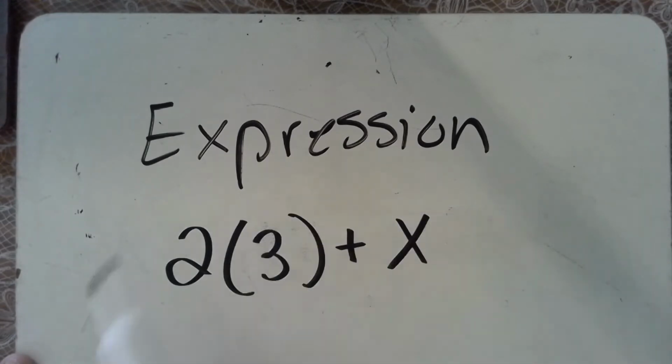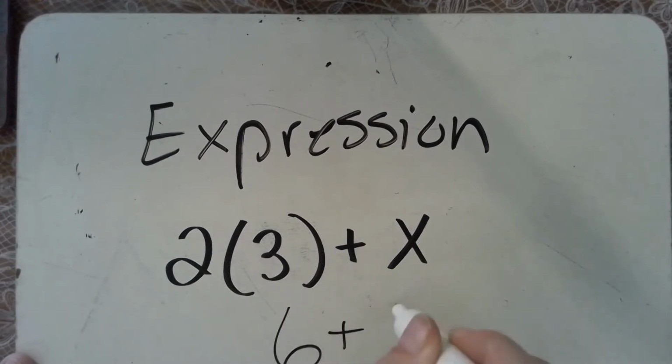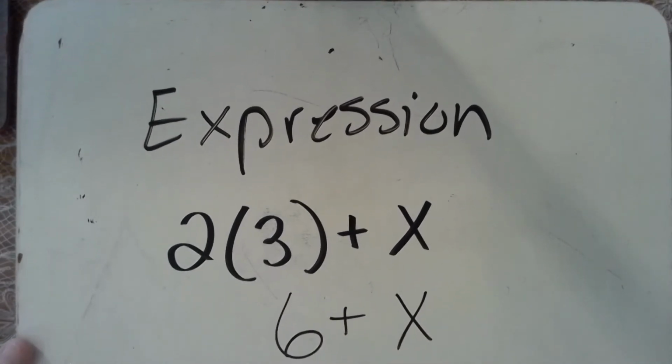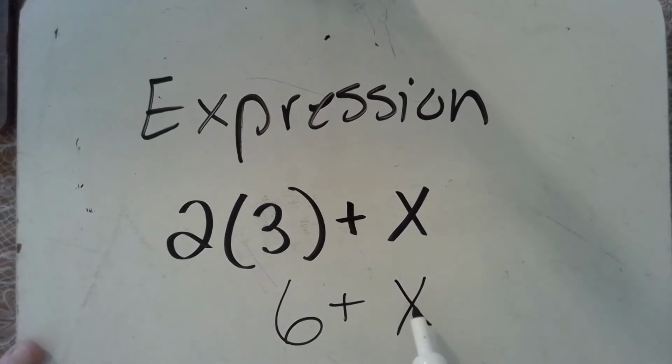You cannot solve an expression without extra information, because we know that 2 times 3 is 6, and then we're adding 6 to some unknown number x. But we don't know what the x is. There is no answer to this. This is saying some number plus 6. If you don't know what the number is, we're not going to know what the answer is.